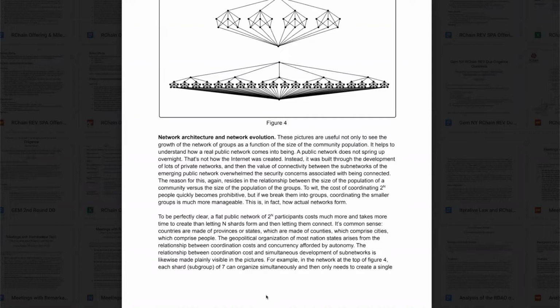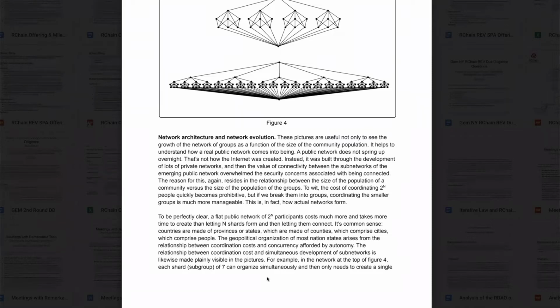That's why Facebook groups exist. But it's also why cities exist and counties exist and provinces and states exist and nations exist. Because the coordination costs of coordinating N shards is much lower than the coordination cost of 2 to the N people, right? So it's not just about building up networks, it's also about decomposing networks so that you can maximize the concurrent development of subnetworks and minimize the time it takes to build the public network.